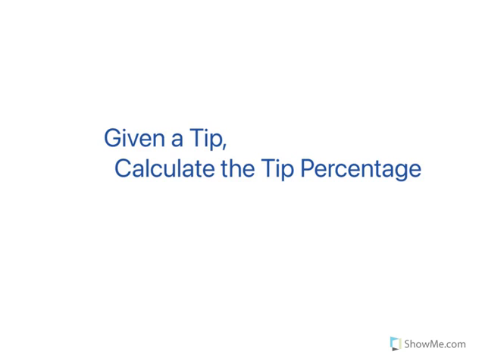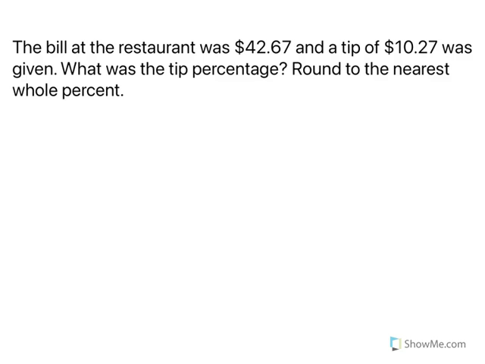Sometimes people will go to a restaurant and just say, my bill is this, I'm just going to tip $5 or $10, and they don't really worry about the percentage. So let's say we are there. The bill at the restaurant was $42.67, and the tip was $10.27. That was the tip that was given. What was the tip percentage? And let's round to the nearest whole percent.